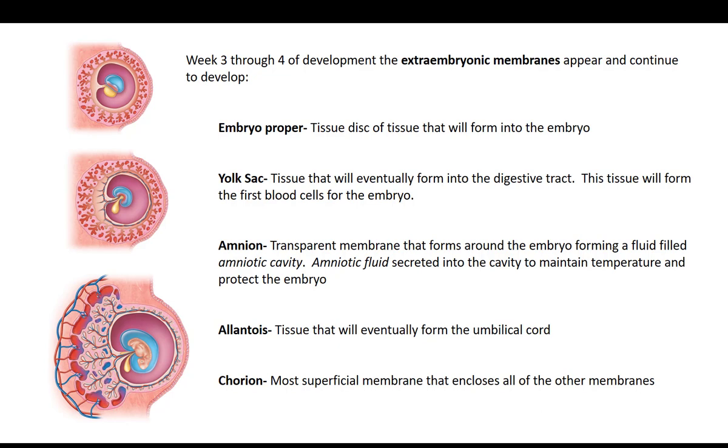And then lastly, we have the chorion. The chorion is the most superficial membrane that encloses all these other membranes. So you can see all of that on the outside right here. So this is the chorion right here, and you can see that that is surrounded by blood vessels as well.